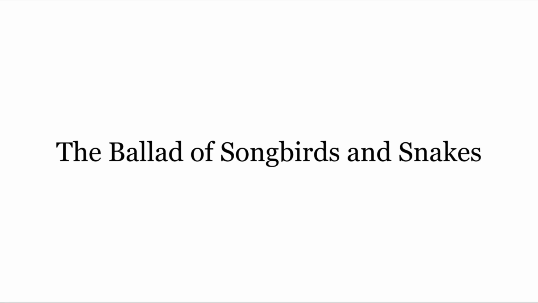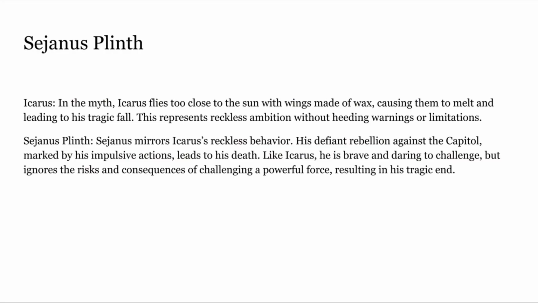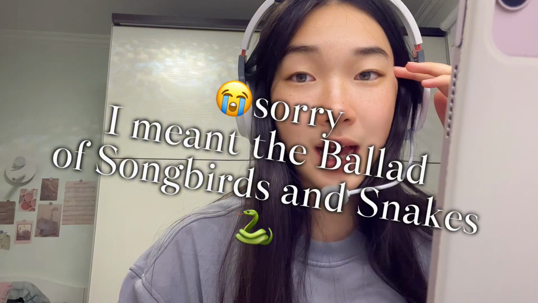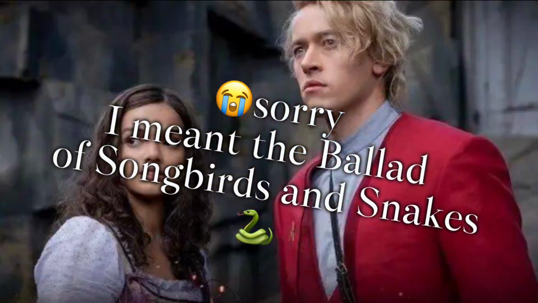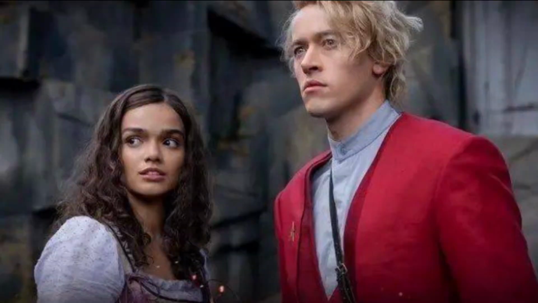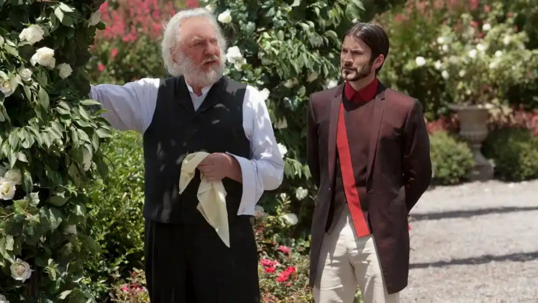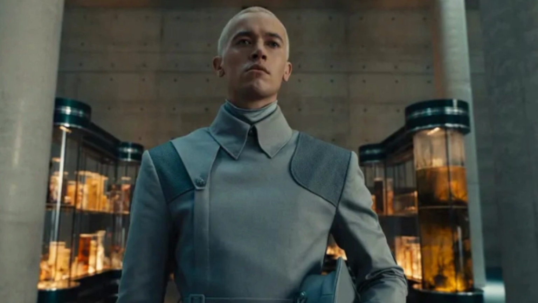Moving on, The Ballad of Songbirds and Snakes. This is where we have Icarus's connection to Sejanus Plinth. He is going to be the only character I'm going to be analyzing out of it. I'm not going to be analyzing Coriolanus Snow because he's too complicated. I'm sorry, all the bad emperors and power-hungry brats that you see in Roman and Greek history, I would link them to Coriolanus. He's just a complete villain. I just don't like him.